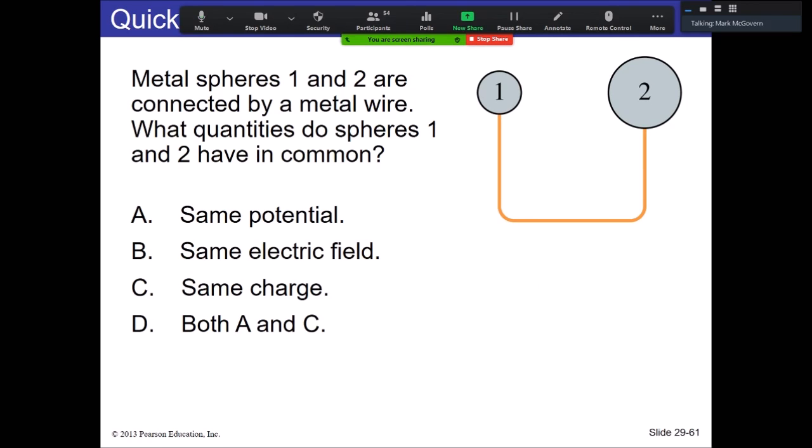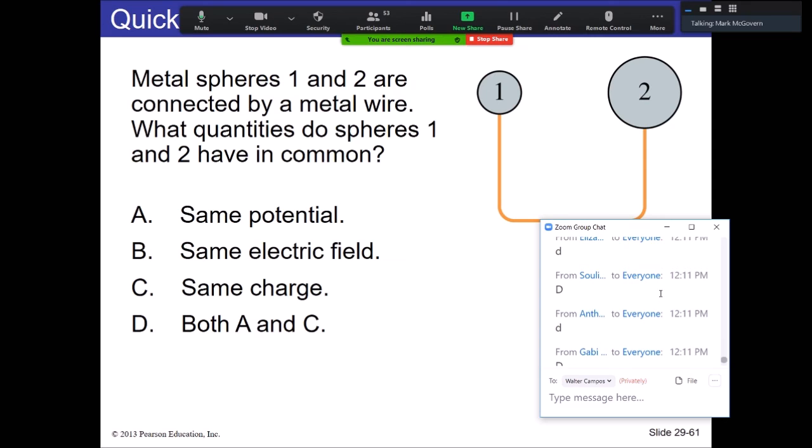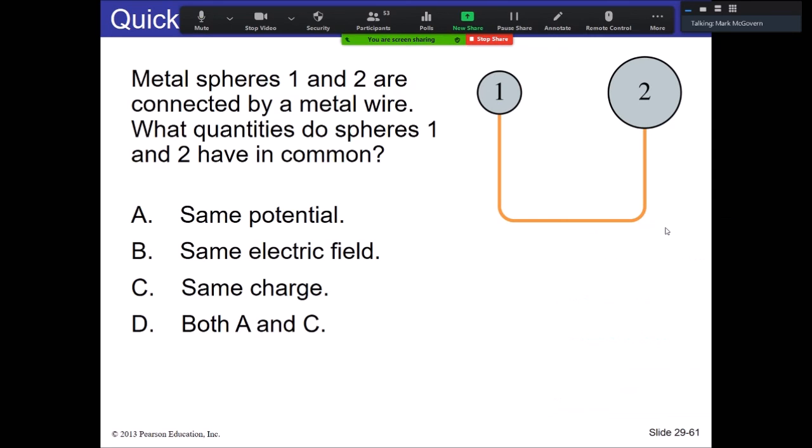All right. Now, metal spheres 1 and 2 are connected by a metal wire. What's being displayed here is that they're different sizes. What do these spheres have in common? This is a big question. This is a good question here. Love this question. A lot of people talking about this question. People say it's probably one of the best questions that you've ever seen. D, A and C, huh? A and C. The answer is, you ready?